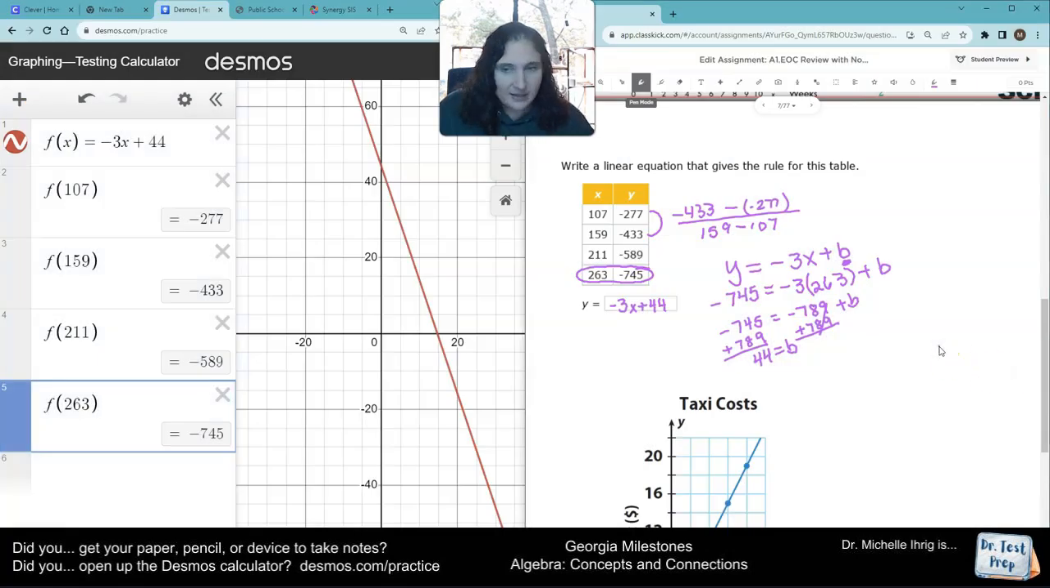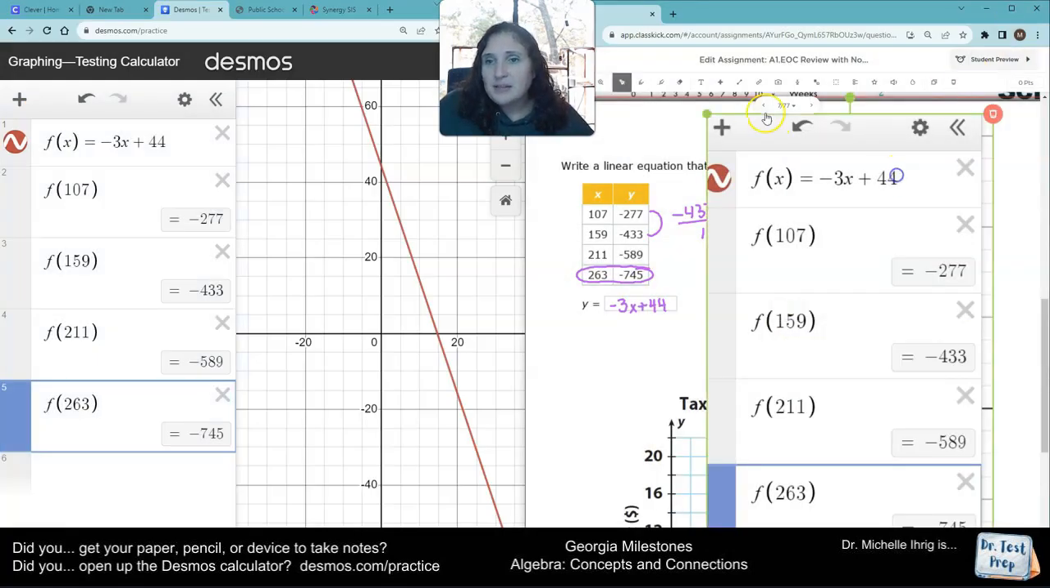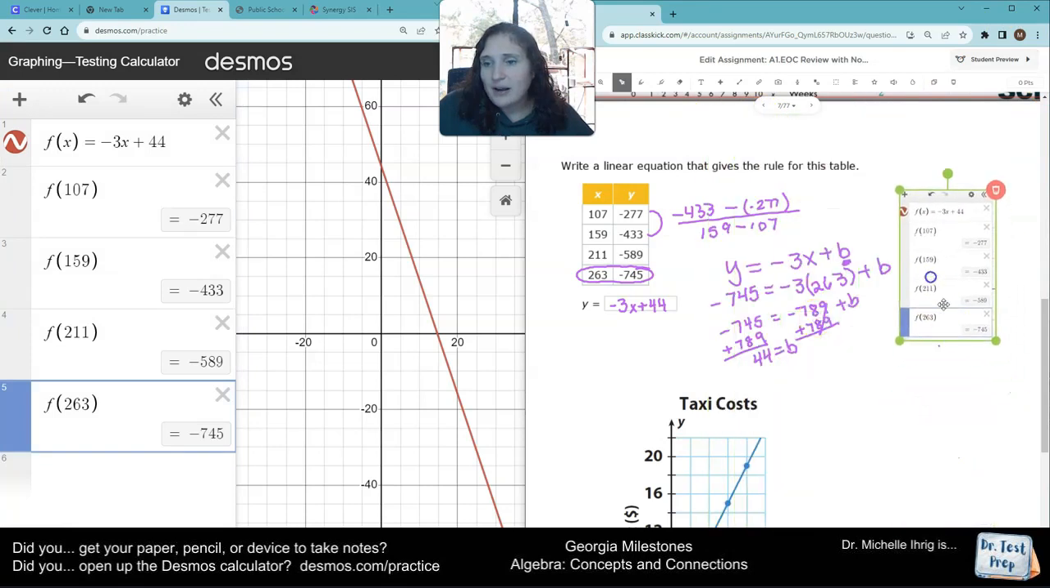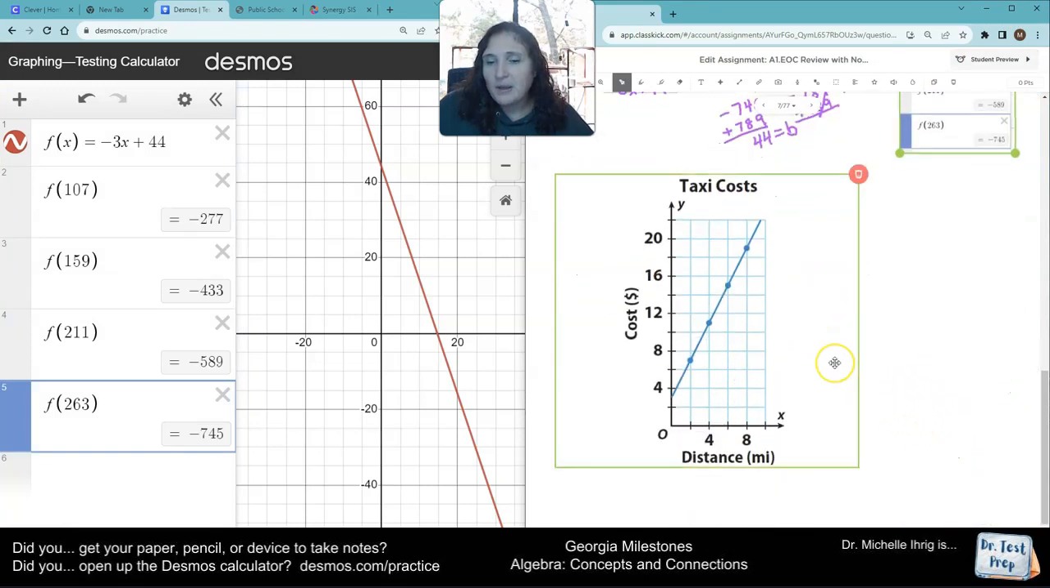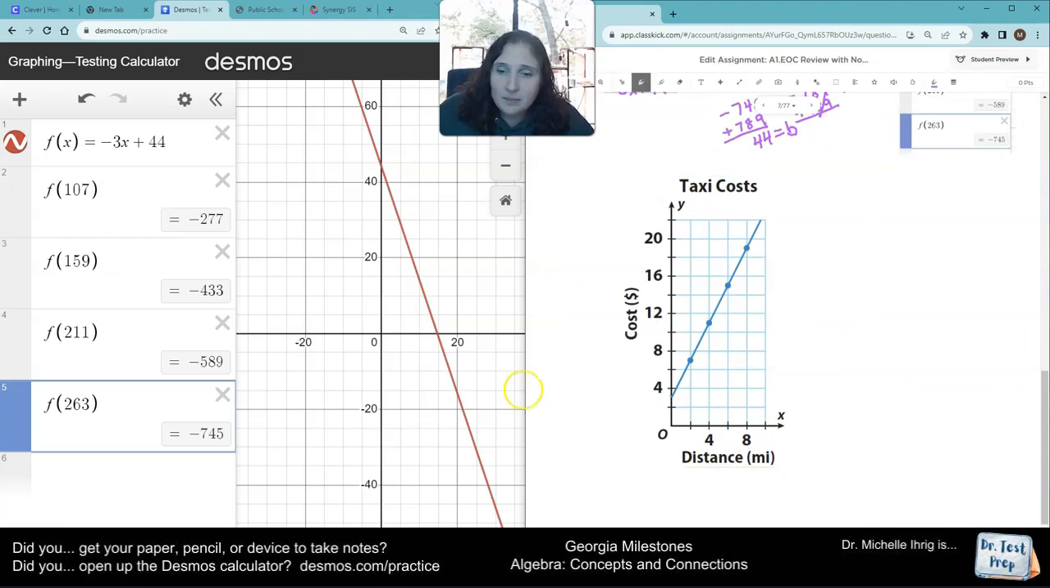All right, let's look at this last one real quick. We're basically just interpreting this graph. Okay, so the starting value would be right here. This is my initial value. So it says taxi costs. So my initial cost is, well, this goes up. Notice how there's 2 boxes to get to 4. So that means this is 2, 4, 6, 8, 10. And if I were you, I would just fill in the boxes so you don't get confused.